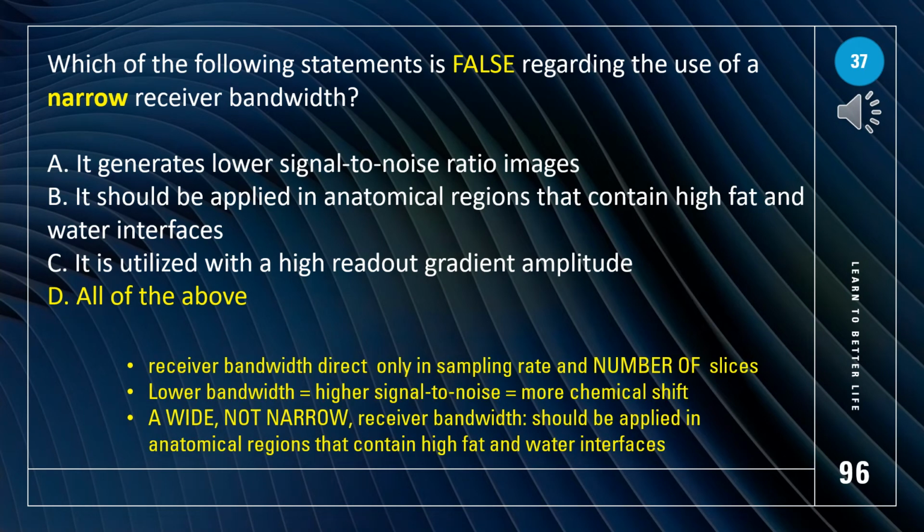Receiver bandwidth directly affects only sampling rate and number of slices. Lower bandwidth equals higher signal-to-noise equals more chemical shift. A wide, not narrow, receiver bandwidth should be applied in anatomical regions that contain high fat and water interfaces.